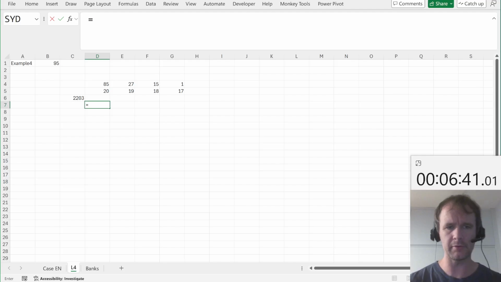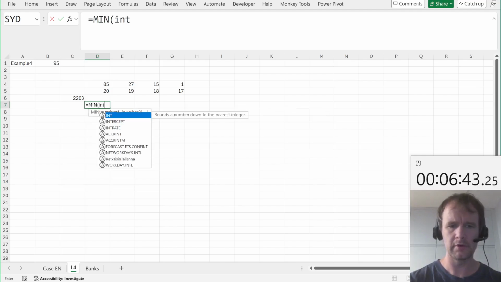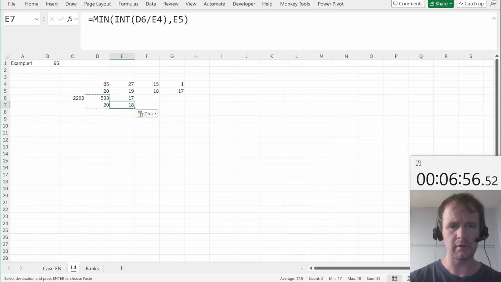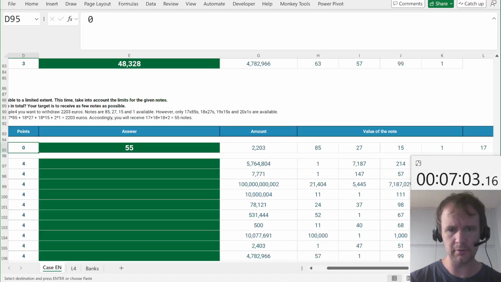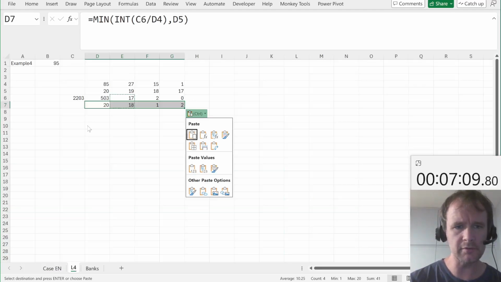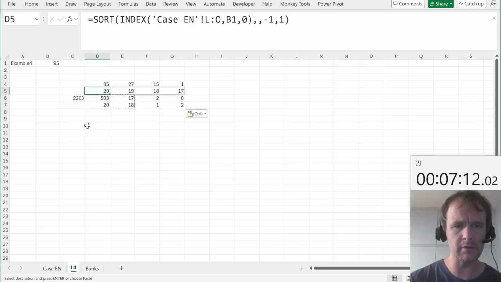How many 85s are we going to get? We're going to get min of int this over this and this. And then we're going to get this minus this times this. I think that just carries on. So is the answer supposed to be 4? No, it's supposed to be 55. What? You'll receive 1785s. Oh, wait, what?